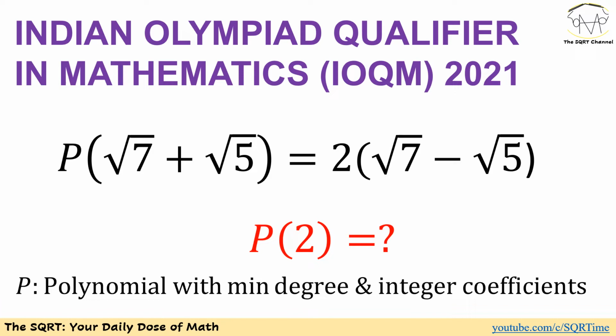In this video, we are going to take another problem from the Indian Olympiad qualifier in mathematics from 2021. In this problem, we have a polynomial. Let's name it P. We know that P of square root of 7 plus square root of 5 is equal to 2 times square root of 7 minus square root of 5. We also know that P is the polynomial with minimum degree and it has integer coefficients. We are going to find P of 2.